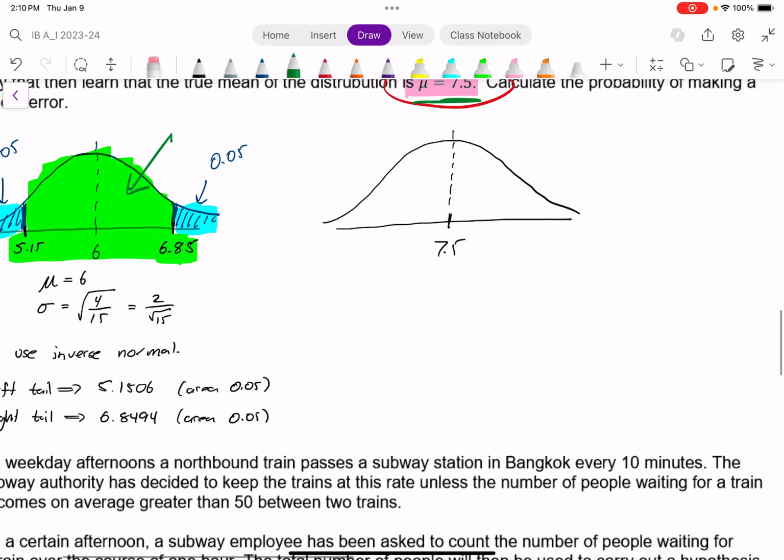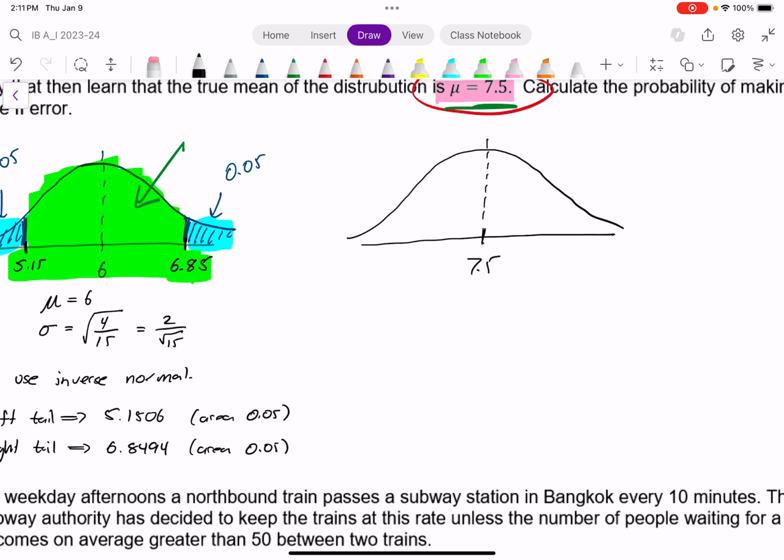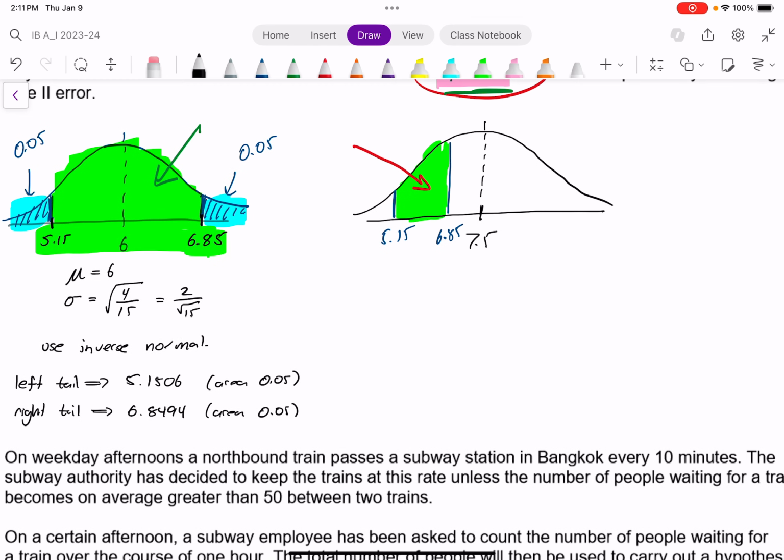And so at this point, I look at a new distribution. Again, the mean is 7.5. But I now think about where those critical values, 5.15 and 6.85, would be on this. They're both to the left of the mean, so I'll just sketch this roughly. So 5.15 is here, let's say 6.85 is here. Now we need to figure out: if the mean really is 7.5, what's the probability of getting a sample mean within that region there? And now the hardest part is done, because I have everything set up.